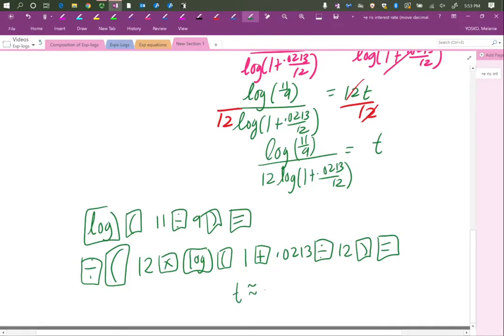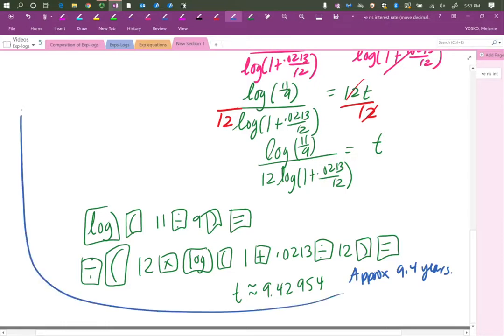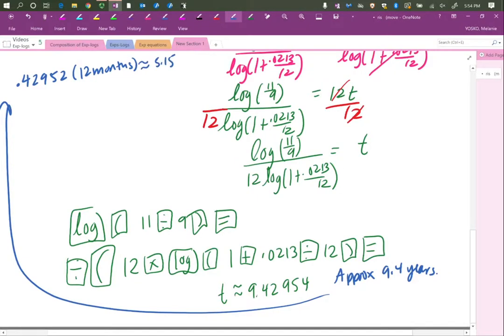Looks like we get t is approximately 9.42954. And we can round this. We can say approximately 9.4 years. Okay, but let's actually be a little more specific. I'm going to go over here to a little more room over here. So we have 9 years, obviously, and then we say, well, 0.42952 or 0.43 years. If you multiply that by 12 months, what do we get? We end up with approximately 5.15, and so this is months.